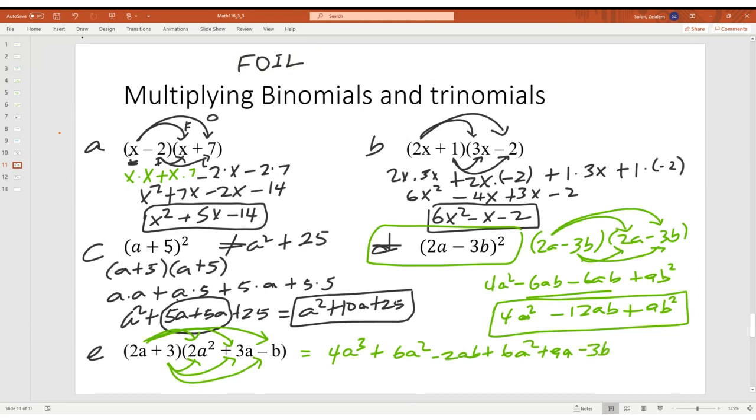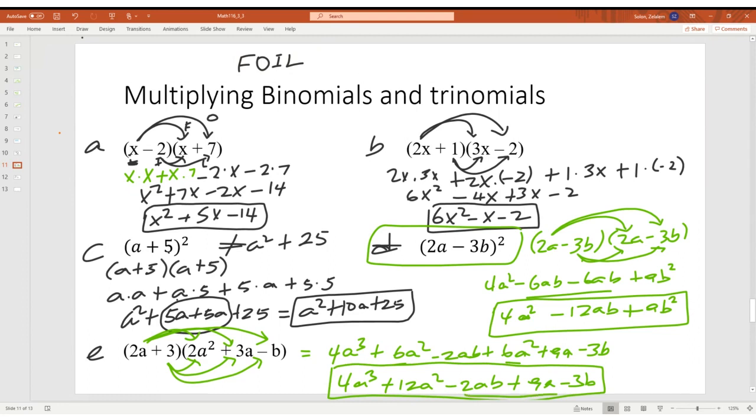Okay. Now let's combine like terms. The only like terms I see are 6a squared and 6a squared, which will give you 12a squared. So 4a cubed plus 12a squared minus 2ab plus 9a minus 3b. Very long expression. Yeah, sometimes you'll get very long expressions, okay? When you multiply binomial by a trinomial. So we did the same thing. It's just distributing over 3 numbers. So you take 2a, you distribute over 2a squared and 3a. Any question?